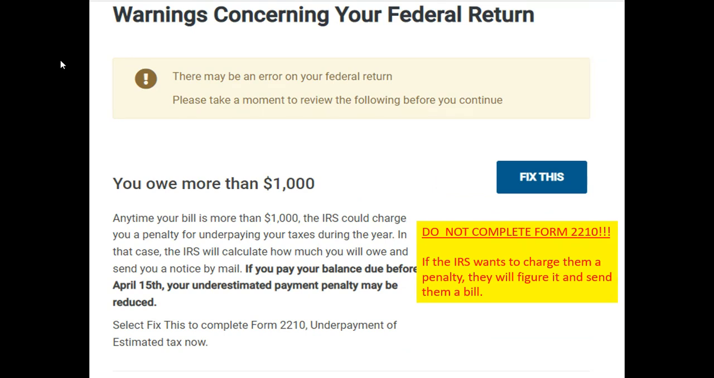Almost always when you have somebody who's self-employed, they're going to owe money, especially if it's their first year. You're going to get this warning message that pops up anytime somebody owes over $1,000, even if it's not self-employment. Maybe it's their W-2 or retirement. If somebody owes more than $1,000, you're going to get this error message. Please do not click the fix it button. Just leave it. Just hit continue. If the IRS wants to charge them a fee, let them charge them a fee.